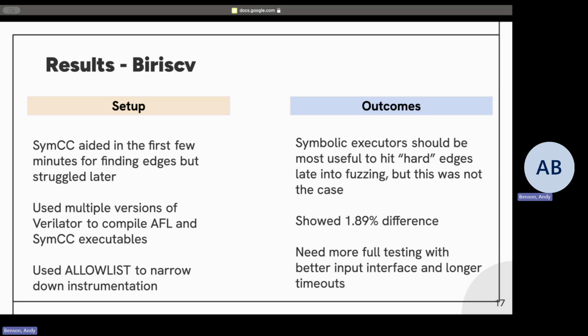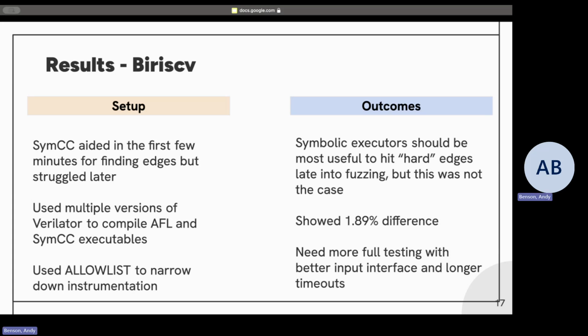Byrisk was compiled with 2 different versions of Verilator, one for the AFL++ executable and one for the SimCC executable. This was due to complications with threading. Samplelock was able to compile both executables with Verilator 4.2, while we had to use Verilator 5.016 and Verilator 5.002 for ByRisk.